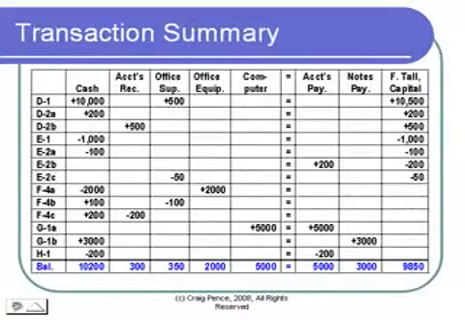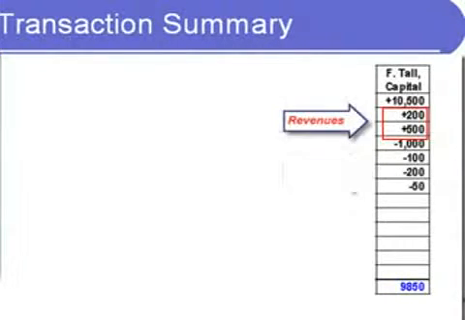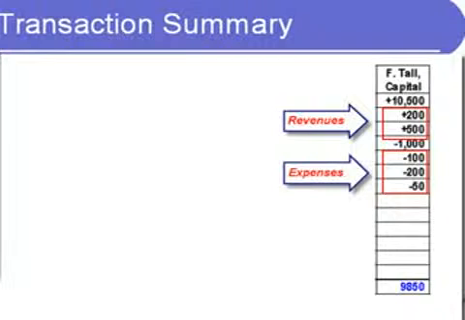And to work out the income statement, we need to go back to our transaction summary and look at all the transactions that we've recorded in Fred's capital account. Recall that this $200 and the $500 represented revenues that were earned in the business. The $200 was a cash collection of revenues, and the $500 was work done on account. We then had expenses recorded, and that was the $100, the $200 utility bill, and the $50 of supplies that had been used up.